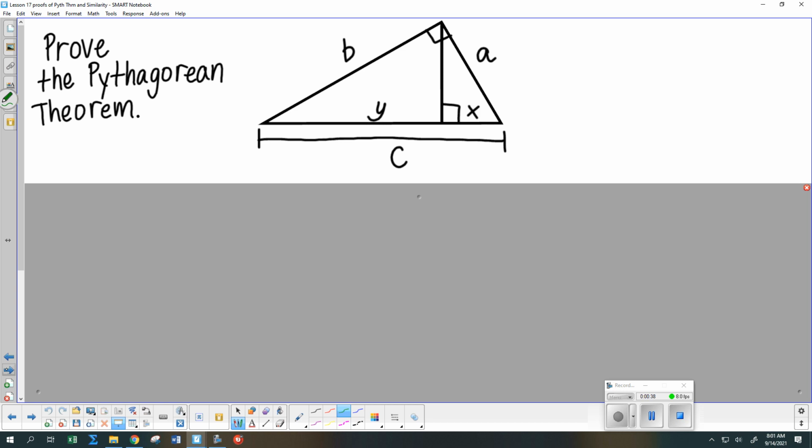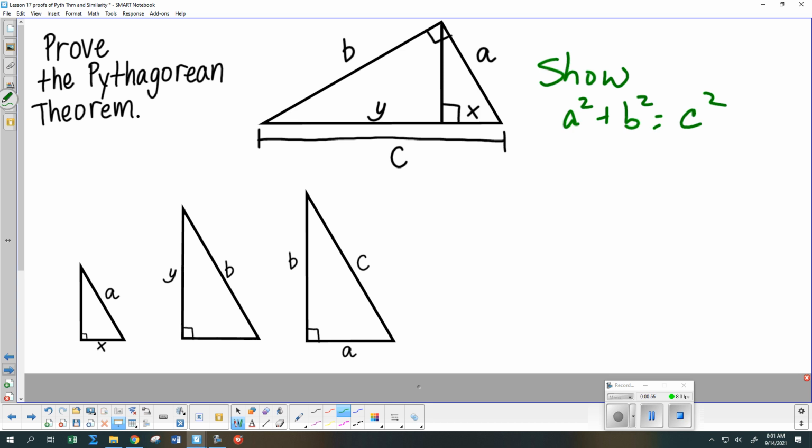Everybody see a right triangle up there, the big outside one. So that means we want to show for that right triangle a squared plus b squared equals c squared. So what we are going to do is to separately draw the 3 little triangles.